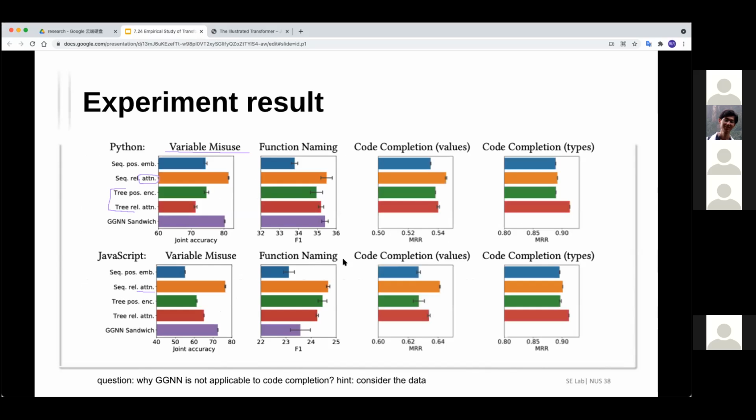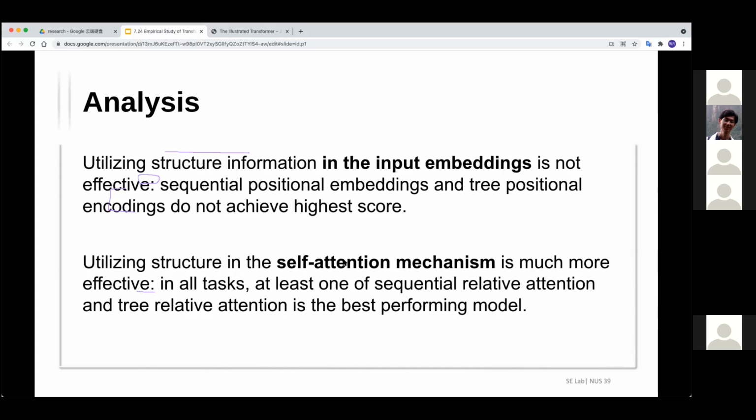Does it mean that in the self-attention layers, if we put the tree embeddings or tree position embeddings on the self-attention, that becomes a little bit more effective? Yes.